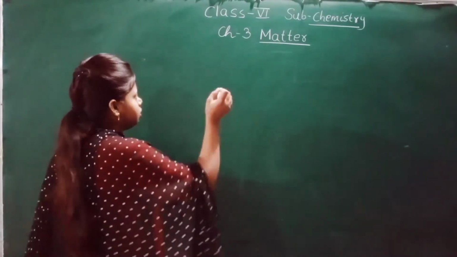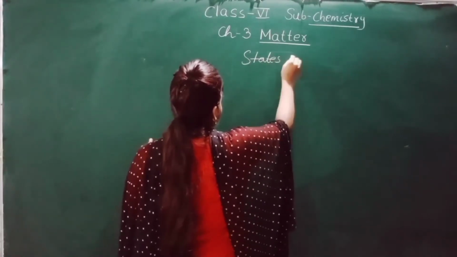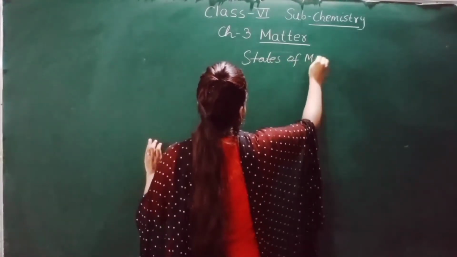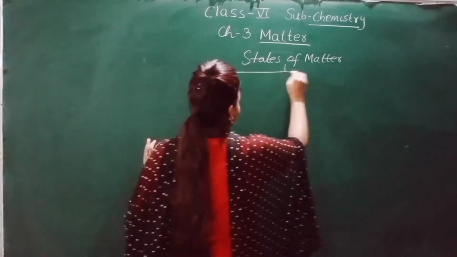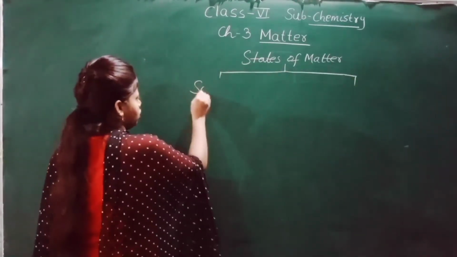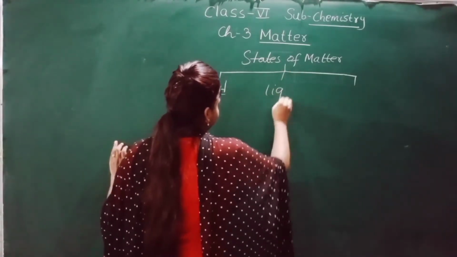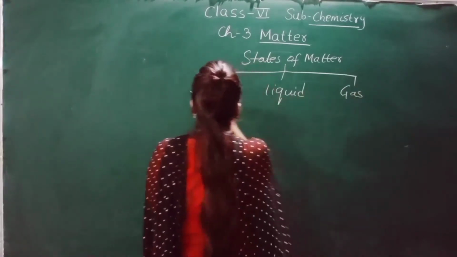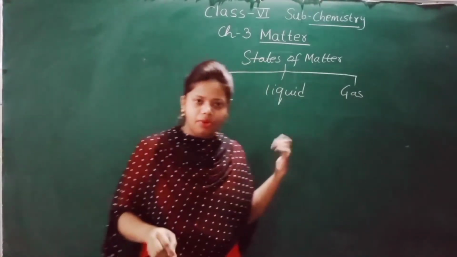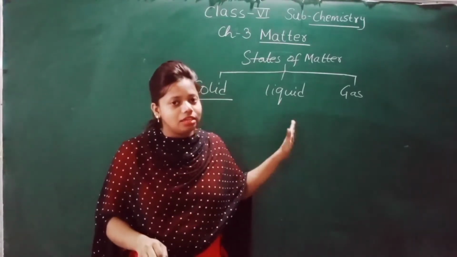I have already told you that there are 3 states of matter. What are they? Solid, liquid, gas. About solid I have already taught you in my previous class. So let's start with the second state of matter, that is liquid.